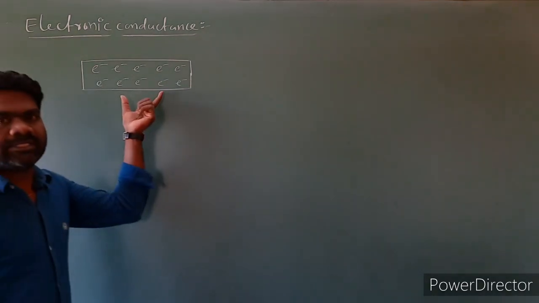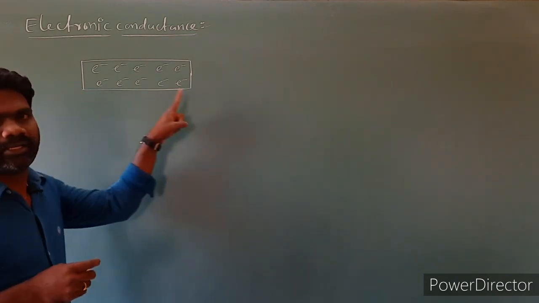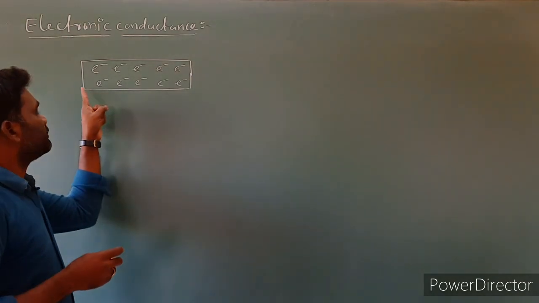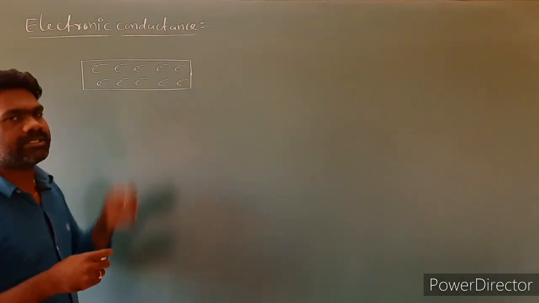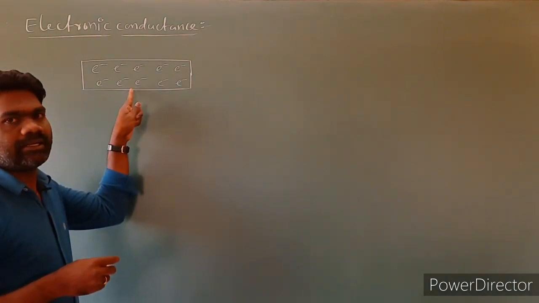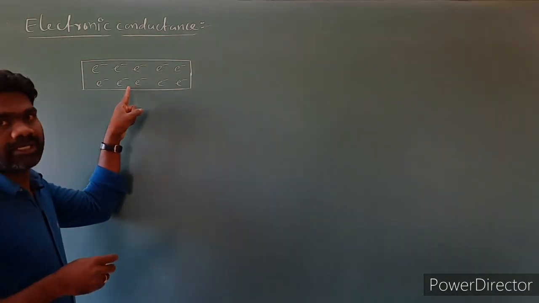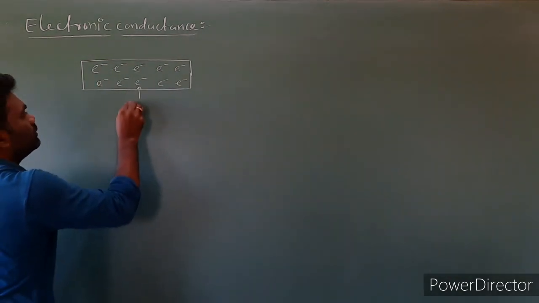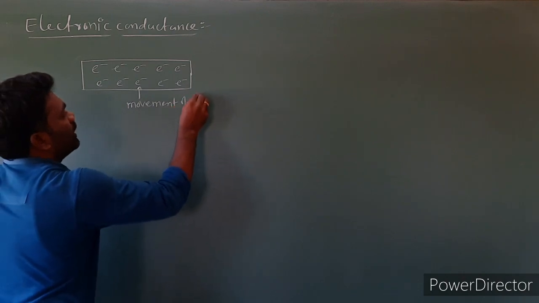When a potential difference is applied to this metallic rod, electrons flow from one end to the other. The conductance of this substance is due to the movement of these electrons. Such conductance we call electronic conductance, conductance due to movement of electrons.